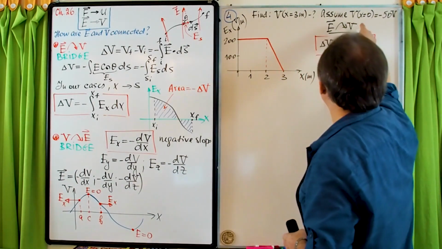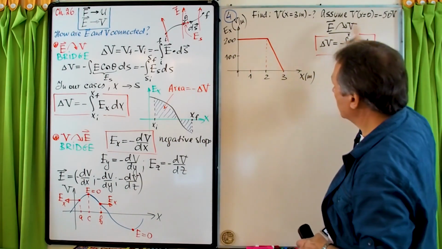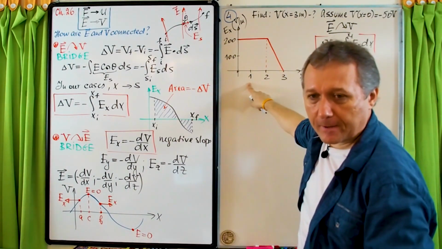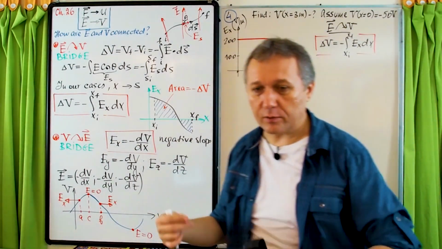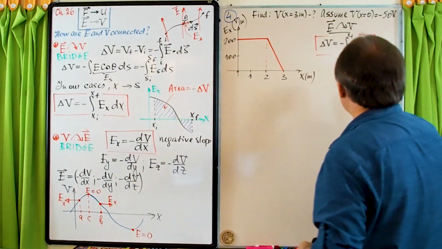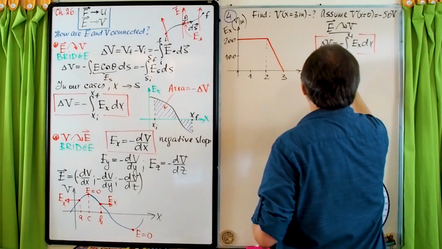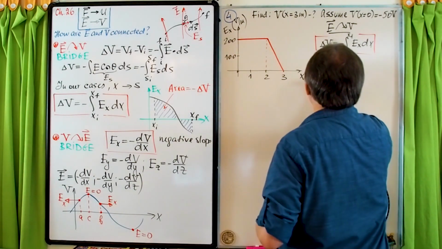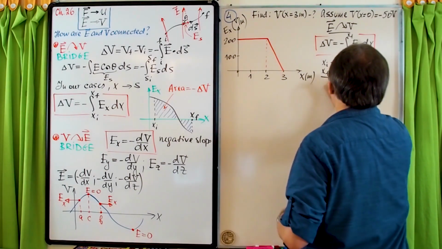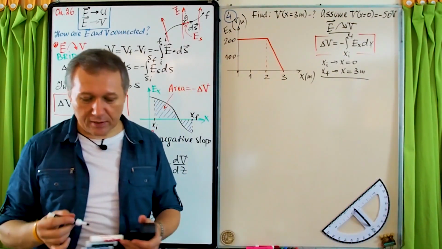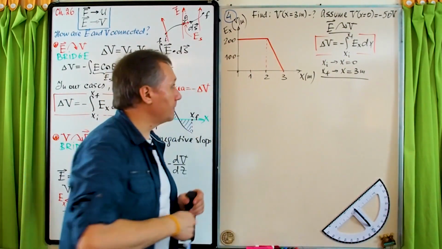Or if I give you, let's assume, V at x equals 1 equals negative 50, in that case you would take x equals 1 as the initial point. So it depends on the statement of the problem. Let me emphasize: x initial is x equals 0, and x final is x equals 3 meters. So the preliminary steps are done. Now let's write it explicitly.